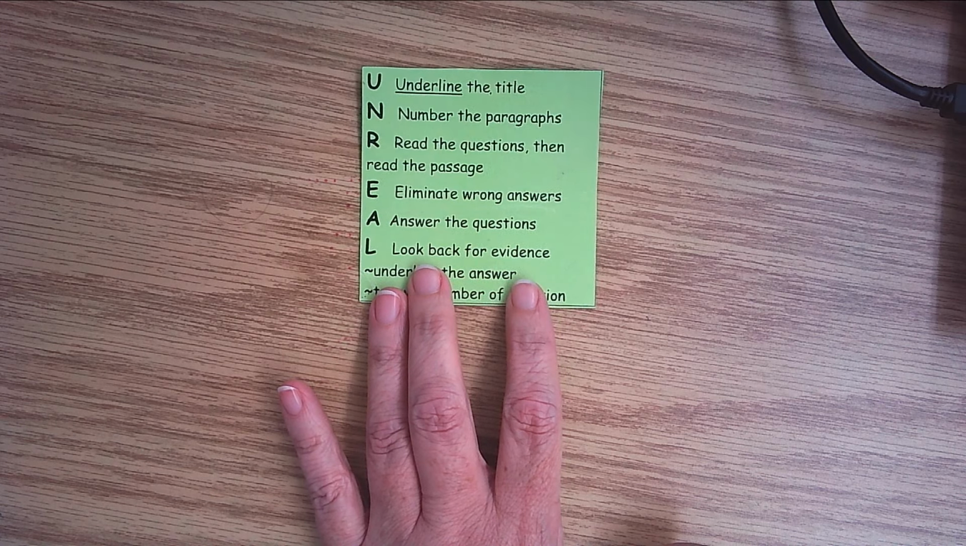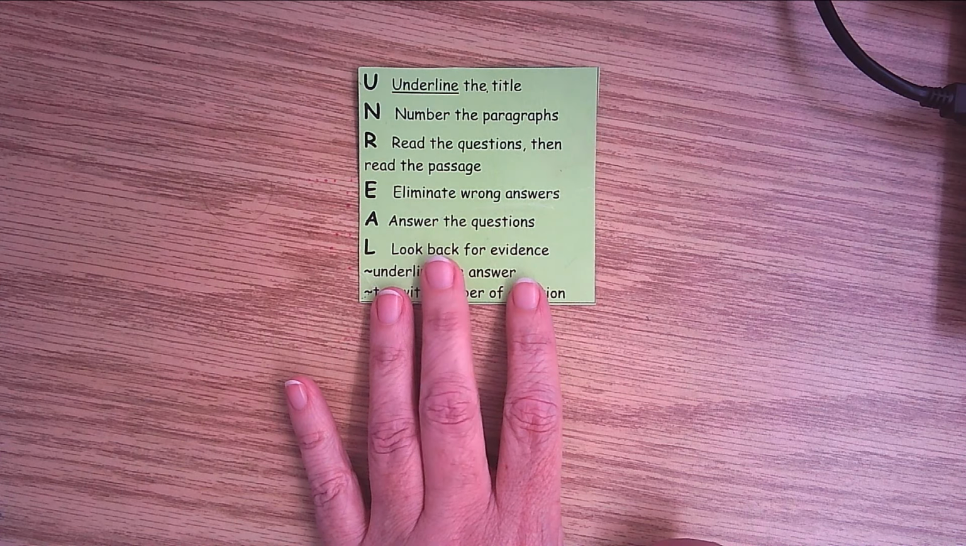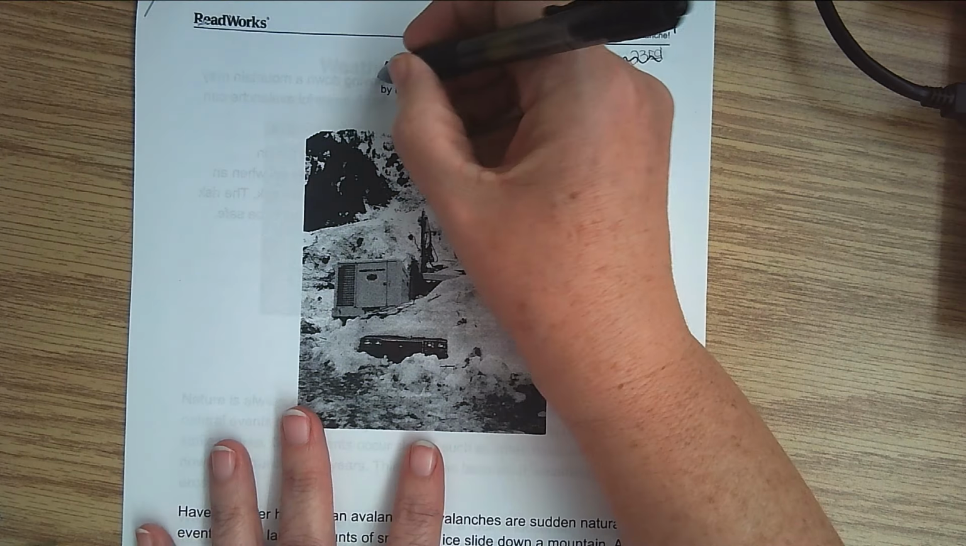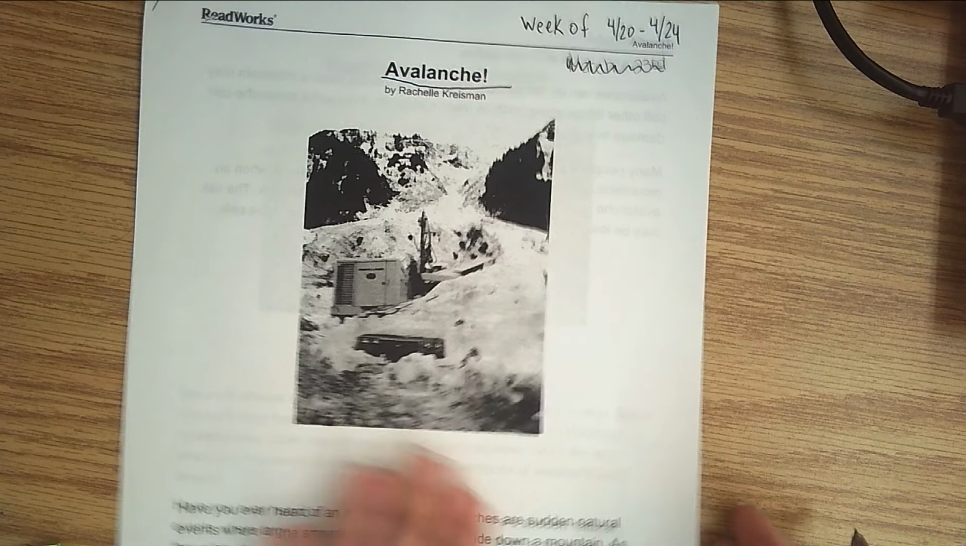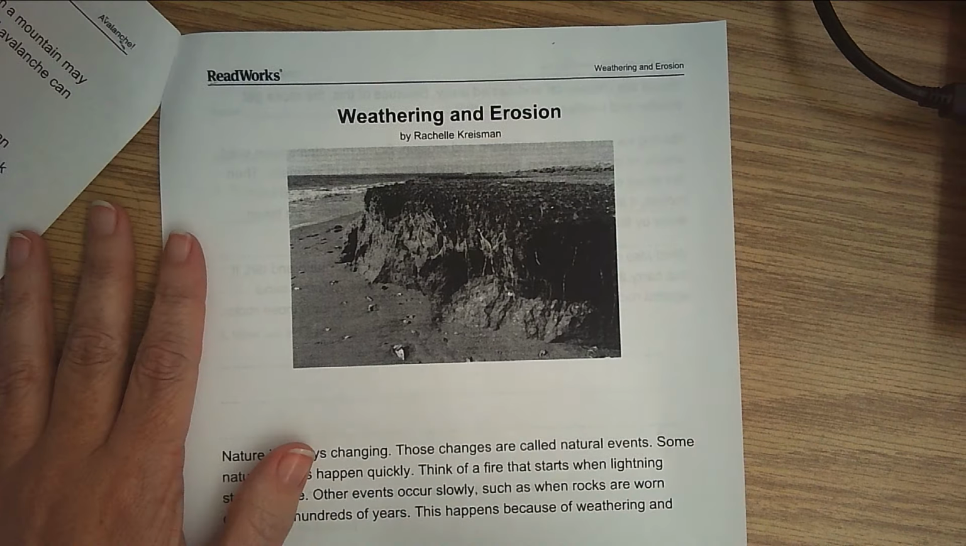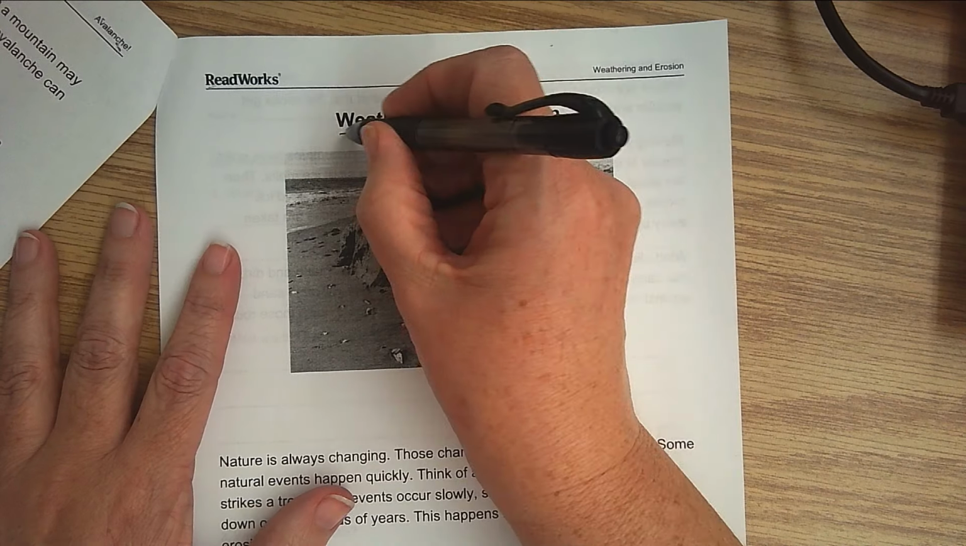U stands for underline the title, so I'm going to do that first. The title of this passage is Avalanche, so I'm going to underline that title. And then the title of our second article is Weathering and Erosion, so I'm going to underline that title.